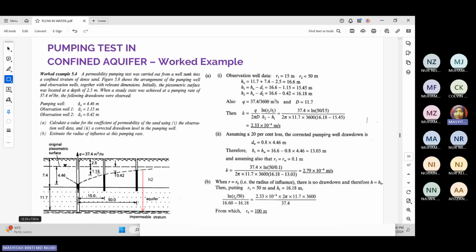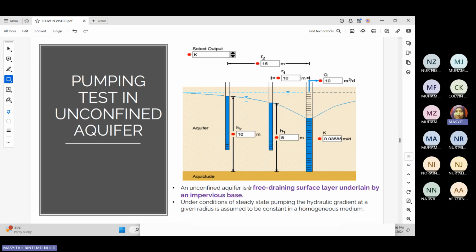So in this case, there's another example untuk you ambil sebagai understanding of the confined aquifer. Okay, now we go to the pumping in unconfined aquifer. So for the unconfined aquifer ni, kalau you tengok sini at the bottom, dia akan ada one impermeable stratum. However, at the top, there is no impermeable stratum.